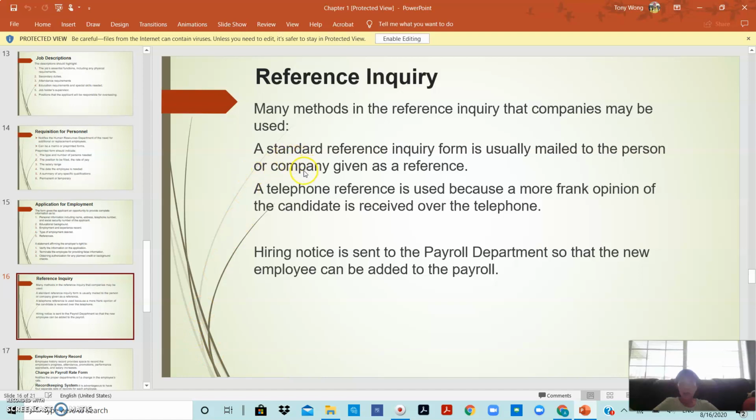References inquiry. Many methods in the references inquiry may be used. A standard reference inquiry form or a telephone reference is used because a more frank opinion of the candidate is received over the telephone. Sometimes the form is mailed to the person or to the company, and the form never comes back. So a telephone reference would be more sufficient and fast.